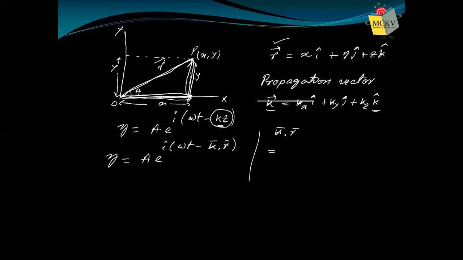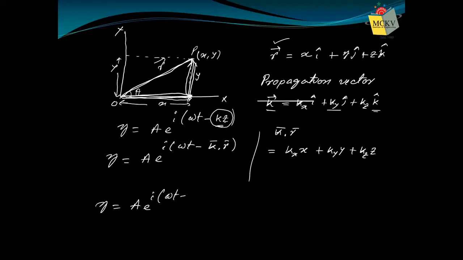So i dot i is 1, that means kx into x; i dot j is 0, i dot k is 0. The next quantity, ky j: j cap dot i cap is 0, j cap dot j cap is 1, that means ky y. Similarly, the third one will be kz z. So k dot r means kx x plus ky y plus kz z. That means a wave in an arbitrary direction can be written as e to the power i omega t minus k dot r.